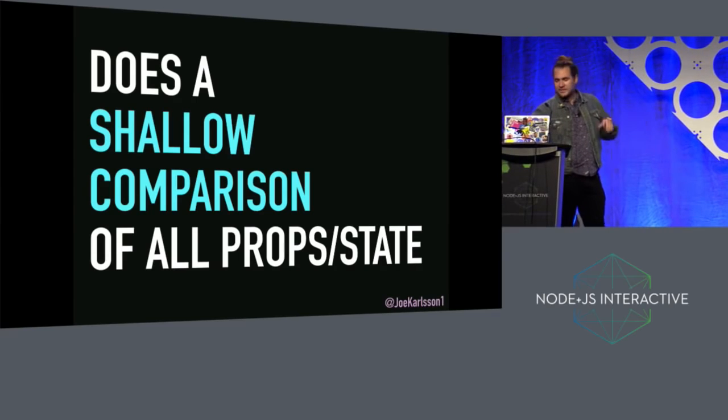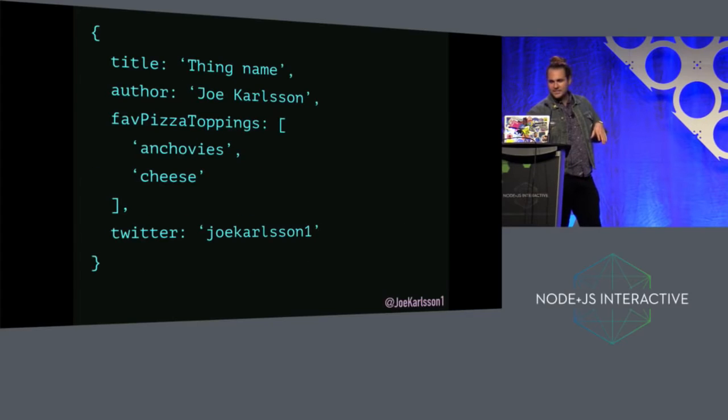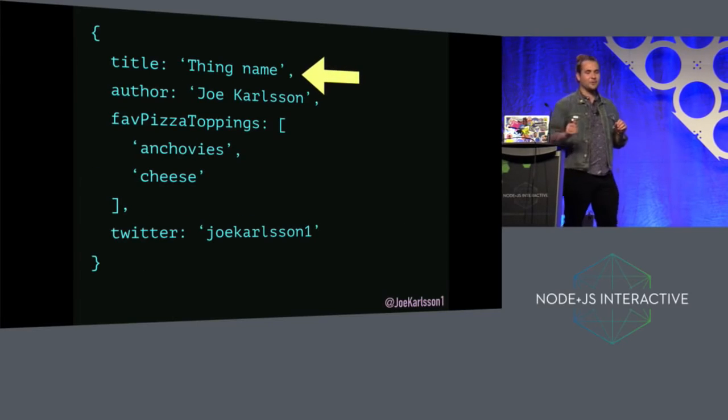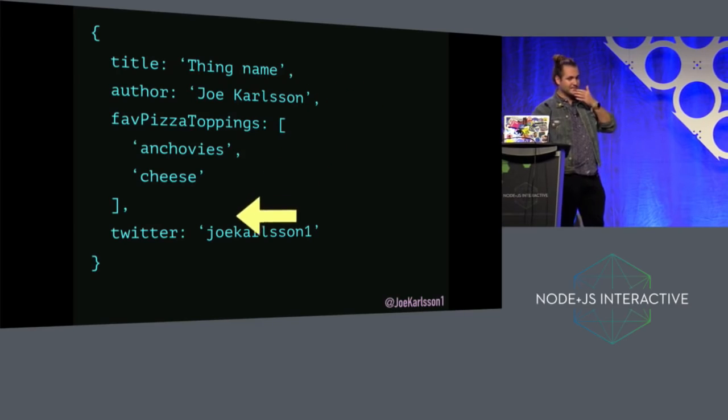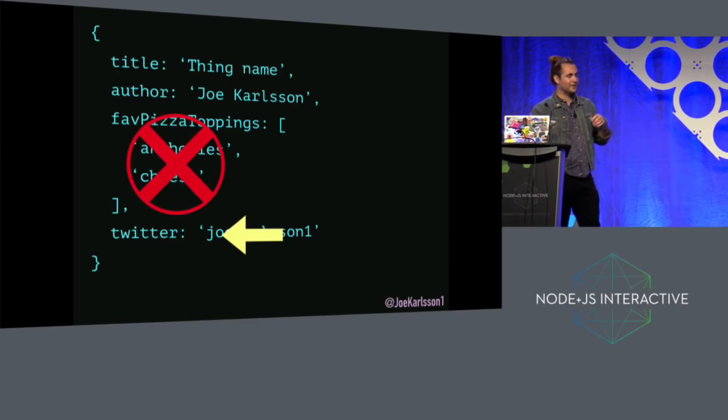If you don't know what a shallow comparison is, that is fine. Basically, a shallow comparison will look at the top layer of an object or an array, and it will not look into deeply nested structures. So for this example, it looks at title, author, and Twitter, but it will not go into favorite pizza toppings. It just skips over it and will not look at those. So it looks at the top level.